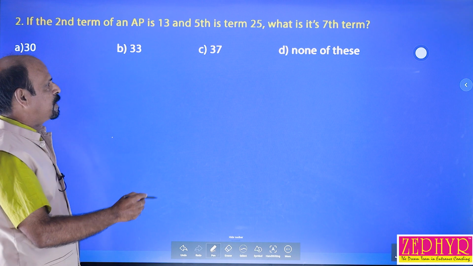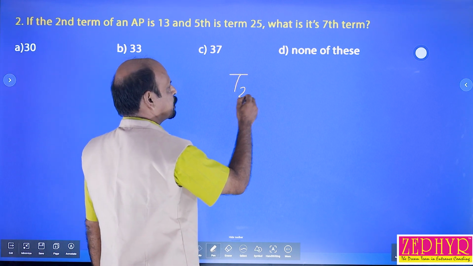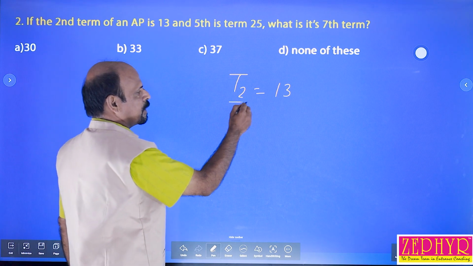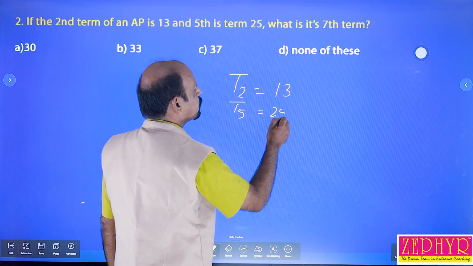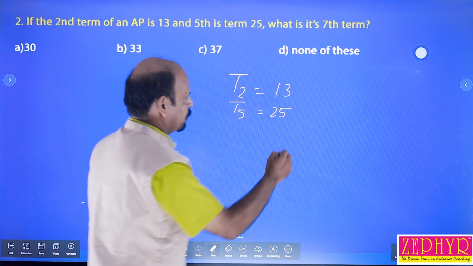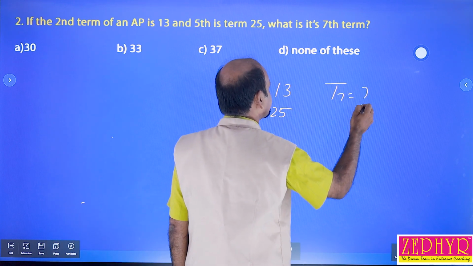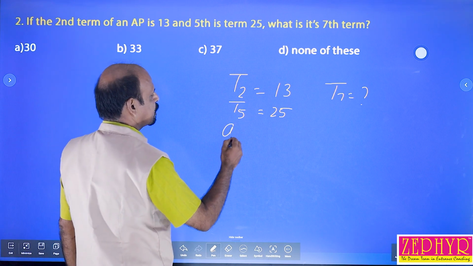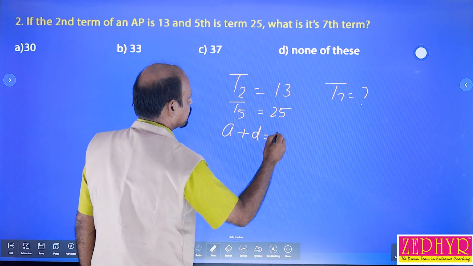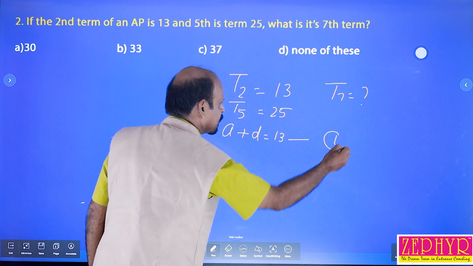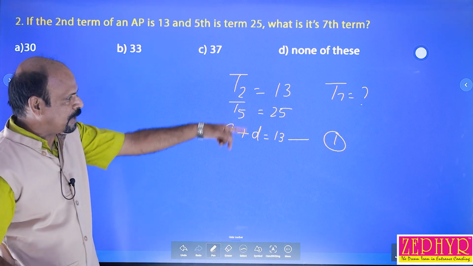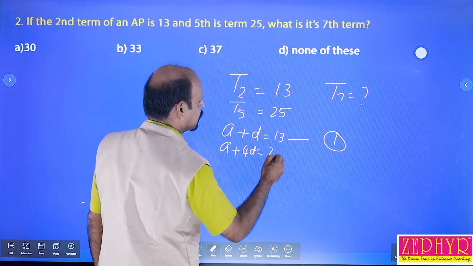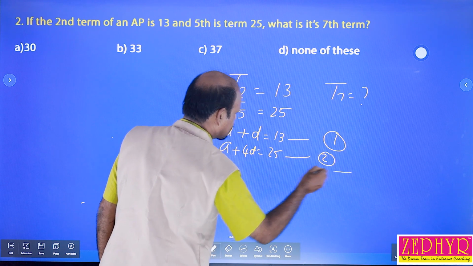We are moving to the next question. The second term of an AP is 13. Second term means T2. T2 is 13 and fifth term T5 is 25. The question is, what is the seventh term? We have to find out T7. So we substitute into the formula for T2. T2 is given by A plus D, that is 13. Mark it as equation number 1. Now they have given T5 is 25. A plus 4D equals 25. Mark it as equation number 2.